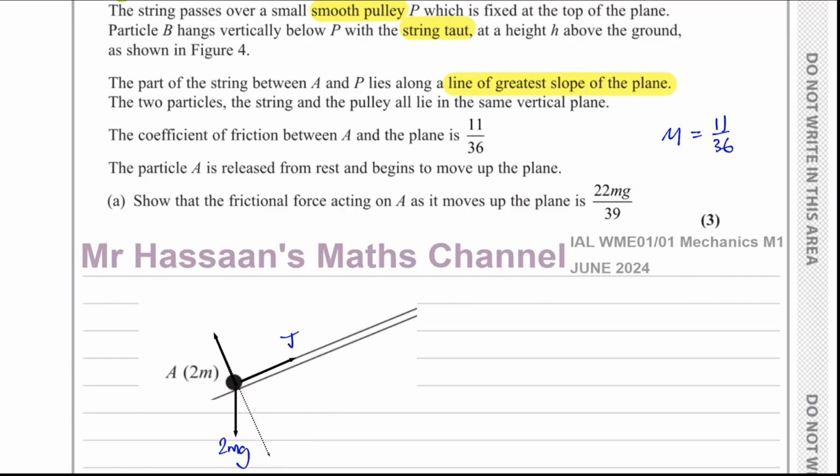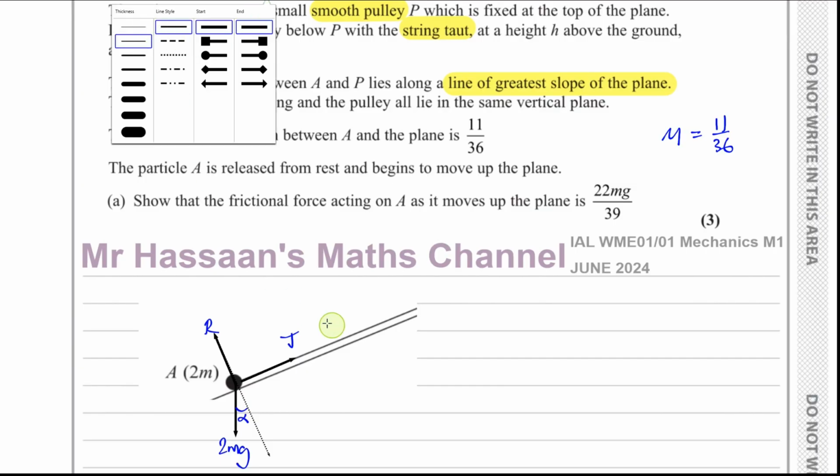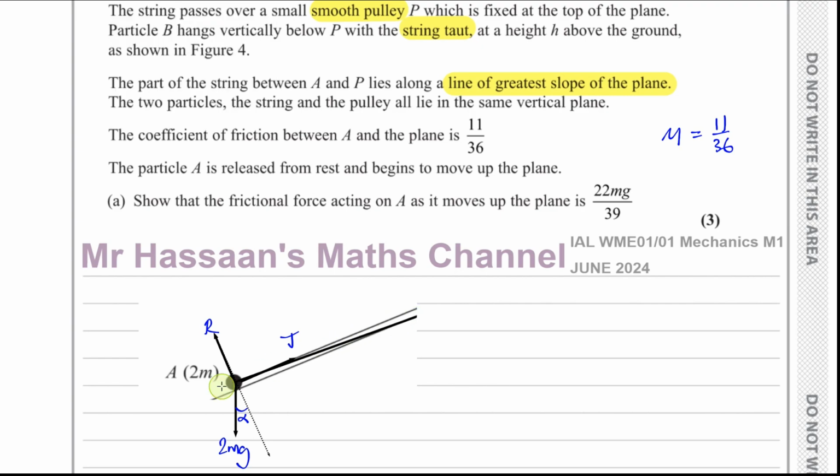The reaction force acts perpendicular to the plane, and the angle here is angle alpha. Now, I'm going to explain briefly why it is angle alpha, because some of you do ask that question. If I just continue the plane down like this, just to give a bit of an idea.